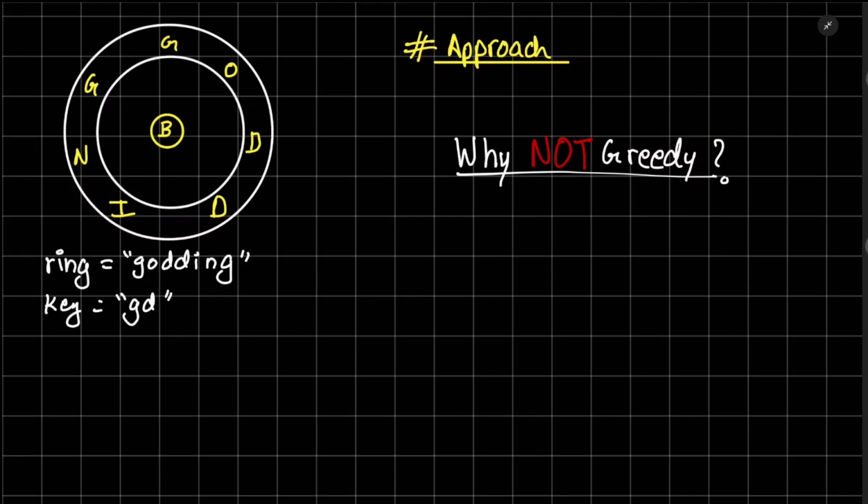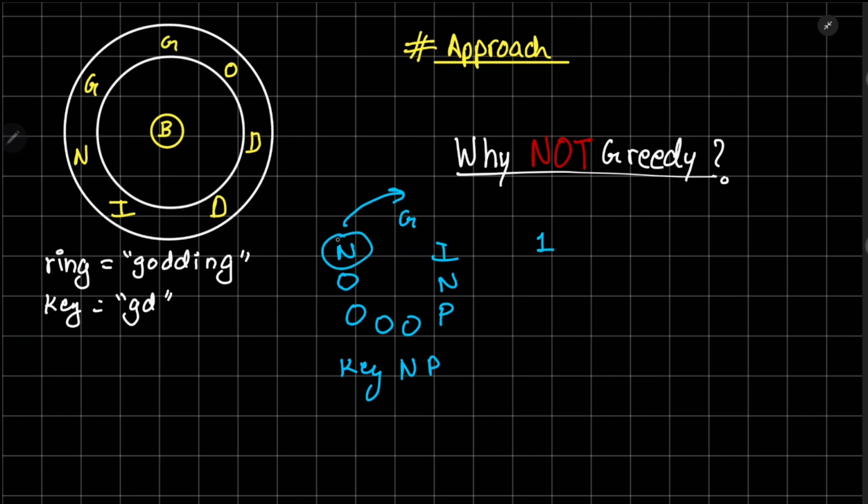Let's say we have the ring here as G, I, N, and here is another N, then O, O, O, O and P. So we have this ring now, and we want to make the key as NP. If you go by the greedy approach, you will first rotate this ring in the clockwise direction. That will be one step. Then N will come at the top and you will need another step to push the button. So this will be two steps.